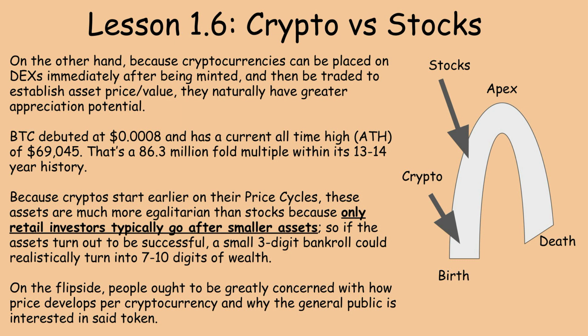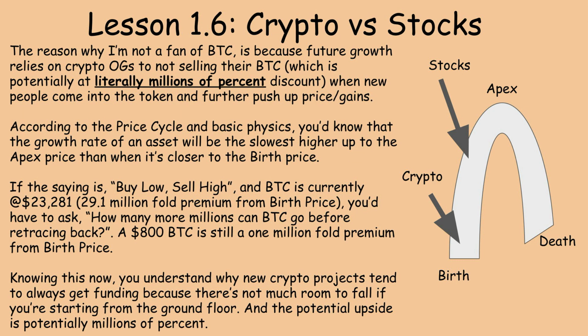So, for example, the reason why I'm not a fan of Bitcoin is because future growth relies on crypto OGs. Call them crypto OGs, that's the industry, that's a colloquial term, but crypto OGs are just people who were early into cryptocurrency, which are typically early Bitcoin miners or very early cryptocurrency enthusiasts from 2010, 11, 12, those type of years. So it relies on these people to not sell their Bitcoin, which is potentially literally at a millions of percent discount.